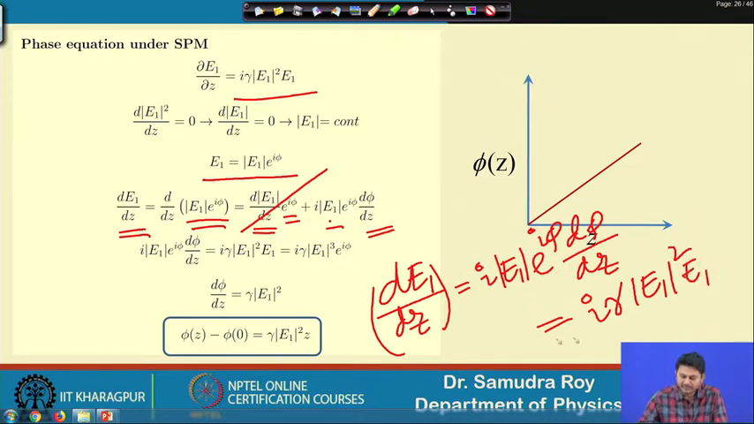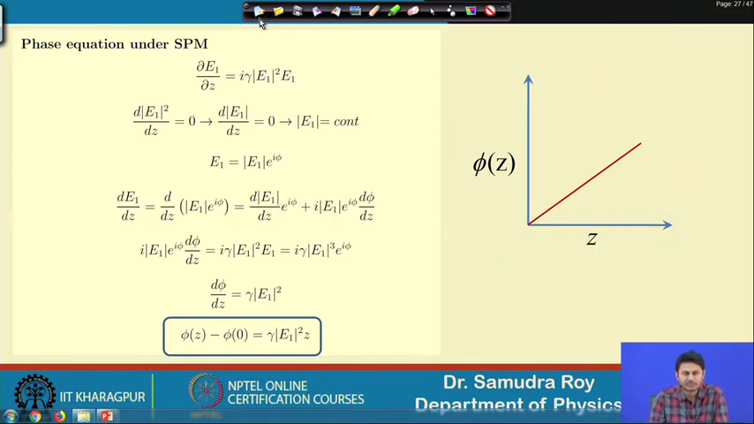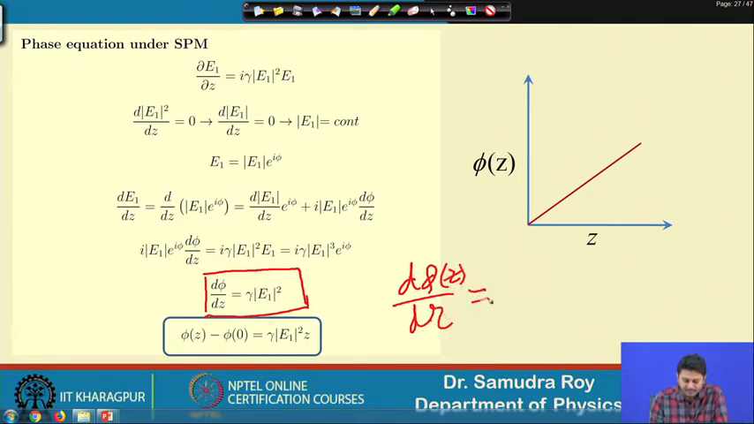So, we will have a differential equation of phi. From this, what we are having is the differential equation of phi. How phi is changing is the thing that we are trying to find out, and finally we find that d phi/dz, phi supposed to be a function of z, is simply equal to gamma mod of E1 square.